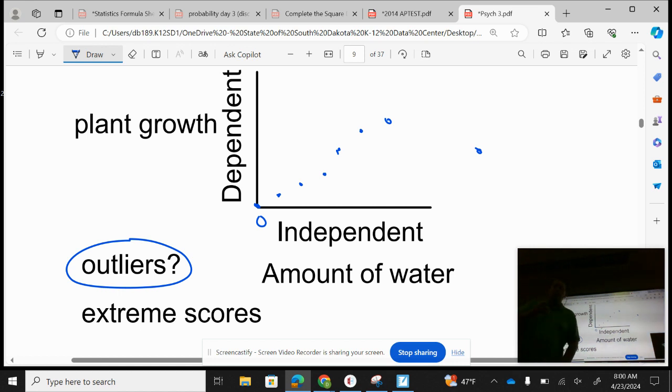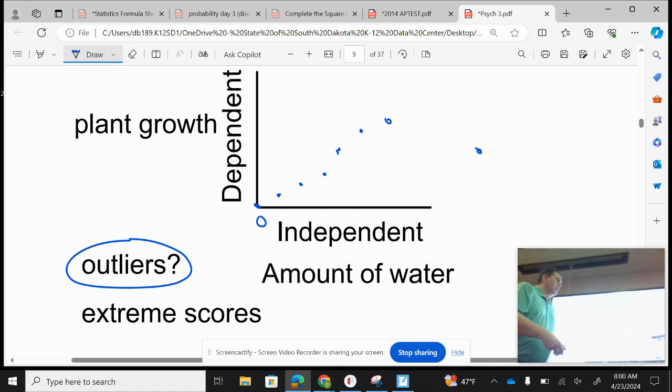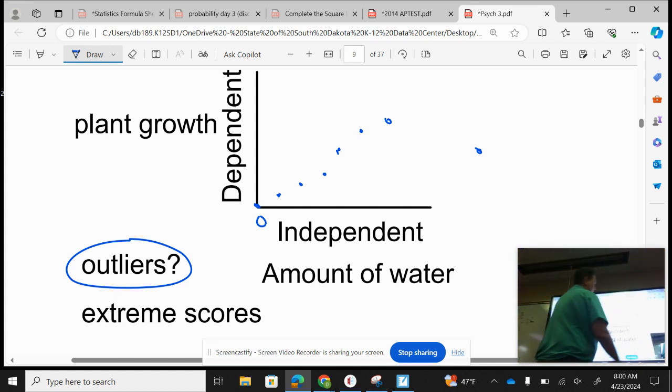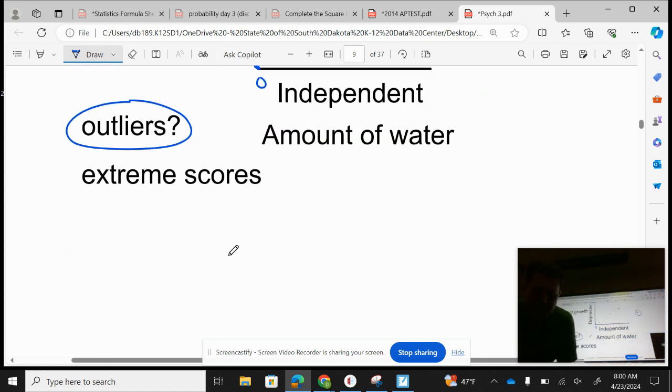What happens is the roots of the plant, if it has too much water, don't get any oxygen, so therefore the plant really, in essence, starts to drown, and you can end up seeing a negative relationship. But that one that falls outside the pattern, we call that an outlier. It's an extreme score. A lot of times we want to investigate, maybe it starts to change and go negative if you give it too much water, and there's an optimal amount of water that we can give a plant so it can grow.